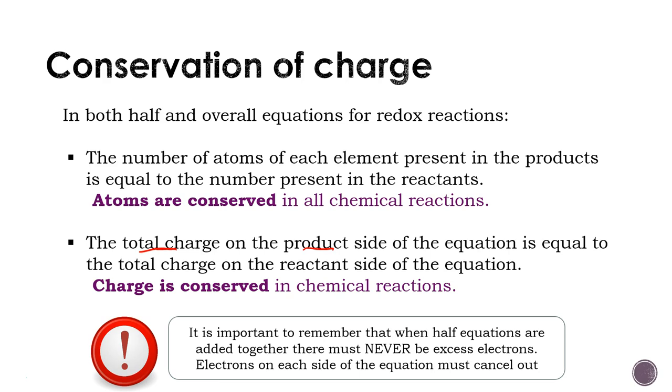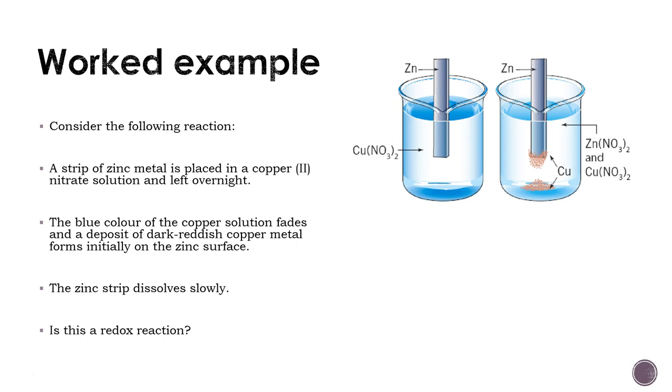That just doesn't happen. Okay, so when half equations are added together, we must never have an excess of electrons. Never. We only have the electrons there to help us balance the equation. In the full balanced equation, there should be no electrons present in the equation. So let's have an example of writing some half equations.